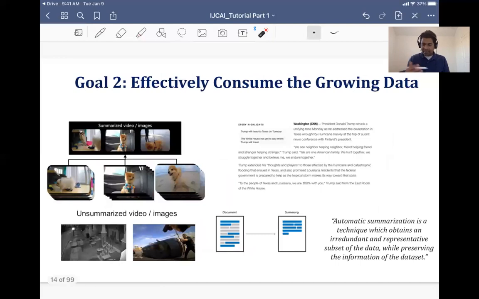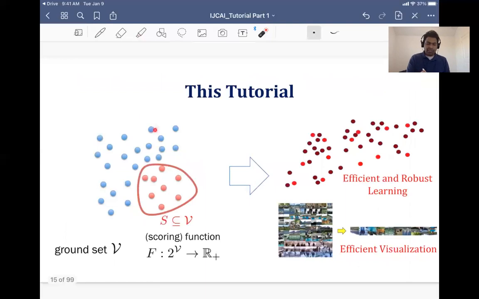The second goal, as I was pointing out earlier, is how do you effectively consume this growing amount of data, right? So this tutorial would focus on this in some sense. Part one would focus on the algorithmic and the theoretical aspects of summarization, data summarization, and data subset selection. And part two would focus on efficient learning and efficient visualization, right? So this includes data subset selection, feature selection, and summarization.